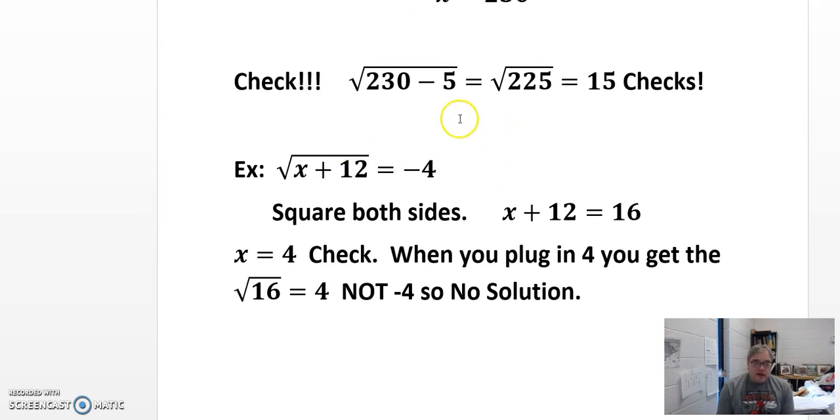But if you don't catch that, you're going to square both sides. And when you square both sides, you get x plus 12 is equal to 16. Okay, and when you solve it, you get x equals 4. Check it. Well, when you put 4 back in there, you get square root of 16. And square root of 16 is equal to 4, not -4. So no solution.